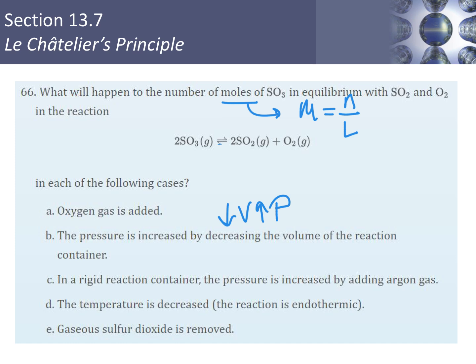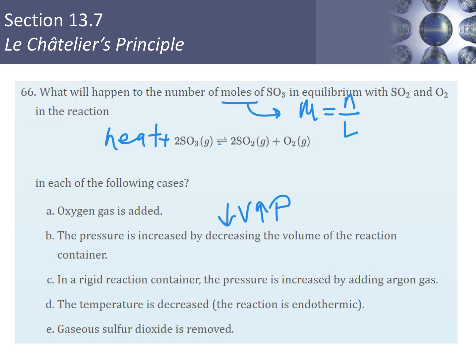In D, the temperature is decreased, and it says that the reaction is endothermic. So the heat goes on the left side of the reaction. When we decrease the temperature, that is like removing heat. So the reaction will shift left to produce heat, and the number of moles of SO3 will increase again.